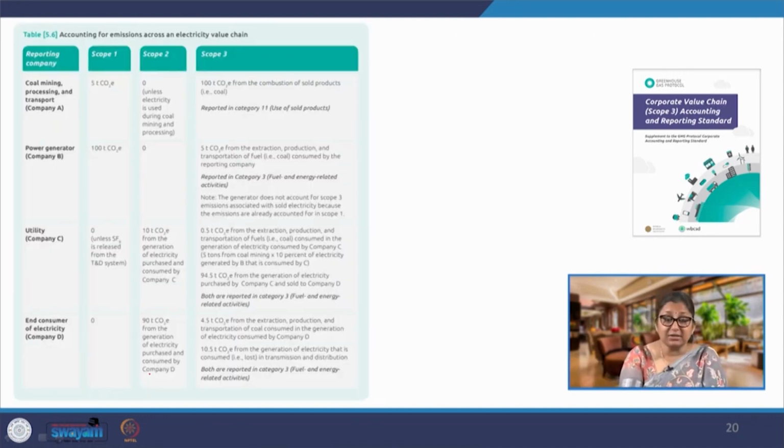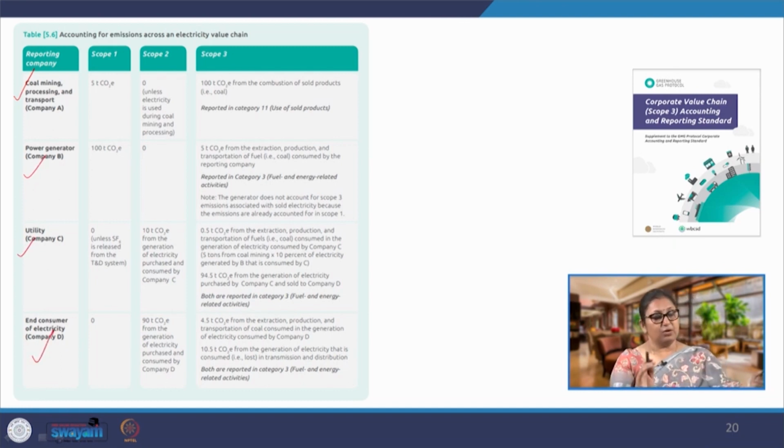Now, if we look at this entire cycle from production, transmission to the use of electricity, there could be 4 different parties involved: coal mining, processing and transport, power generator, utility and end consumer.